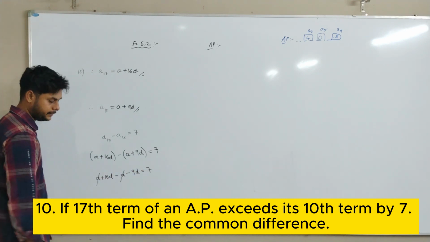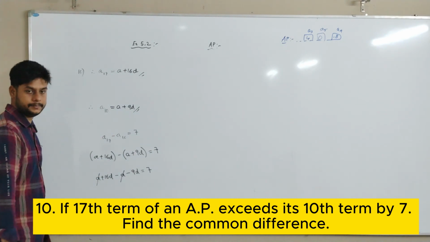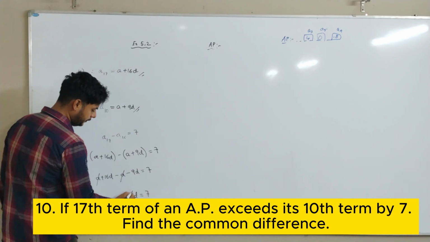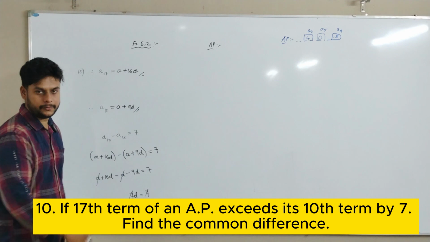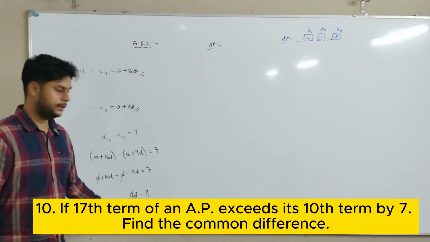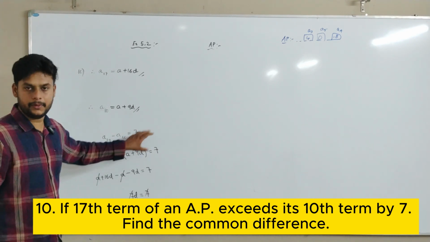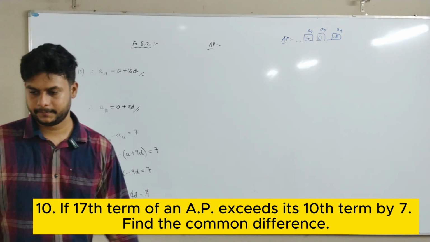Minus A and plus A cancel. 16D minus 9D, 7D. Okay, 7D is equal to 7. 7, 7 cancel. D is equal to 1. They asked me to find the common difference. This is the answer. Any doubts? The 17th term of an AP exceeds the 10th term by 7. If you understand this equation, you can solve this most easily. 1 mark question. Take it.